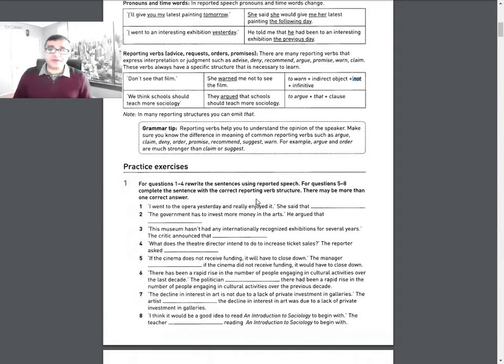And if we see now the examples here and some exercises, actually we are carrying on with the same. Let's go for the third one. The museum hasn't had any internationally recognized exhibition for several years. The critic announced that. Now, the critic announced that, it's already past, so the perfect stays perfect, because it's past perfect. Remember it. So the critic announced that it hadn't had any internationally recognized exhibition for several years.